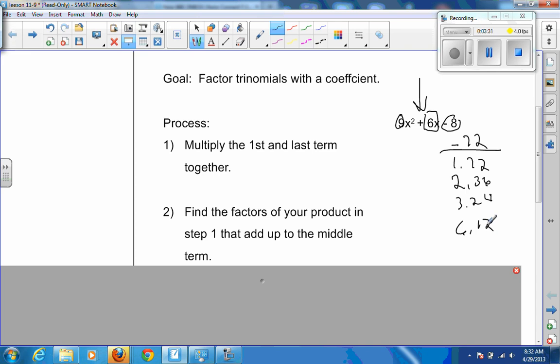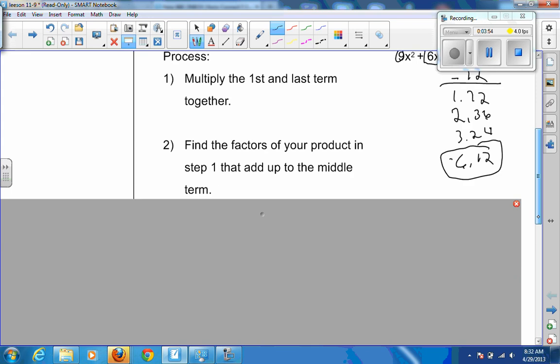Now it's decision time. Which one of these numbers is going to be negative so that I get a positive 6? Well, that's going to be my negative 6 here. Negative 6 times 12 gives me negative 72, and negative 6 plus 12 gives me a positive 6. So these are the numbers we're going to work with. Now we need to see what we do with them. From this point on is different, so make sure you pay attention. And moving on to our next step here.